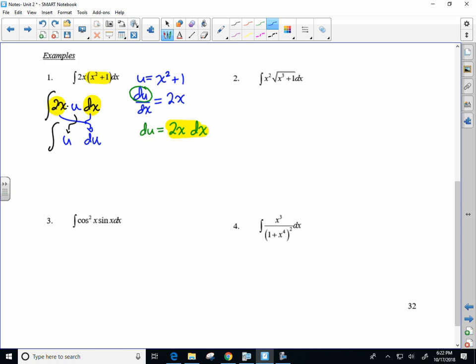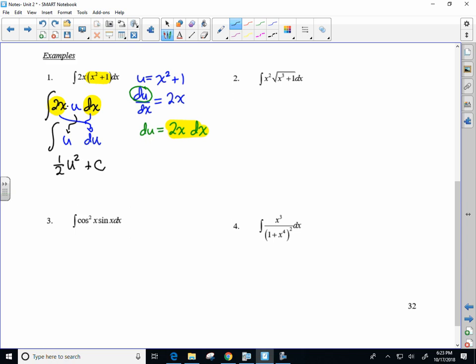So by calling u x squared plus 1, that allowed du eventually to be equivalent to 2x dx. So I have a 2x here, dx there. These two get replaced with just the du. That's what they're equal to. Now I'm working with something that's way simpler than what I started with. Well, maybe not way, because I could have just distributed. But I can easily anti-differentiate this. It would be increase the exponent by 1, divide by the new exponent, plus c.